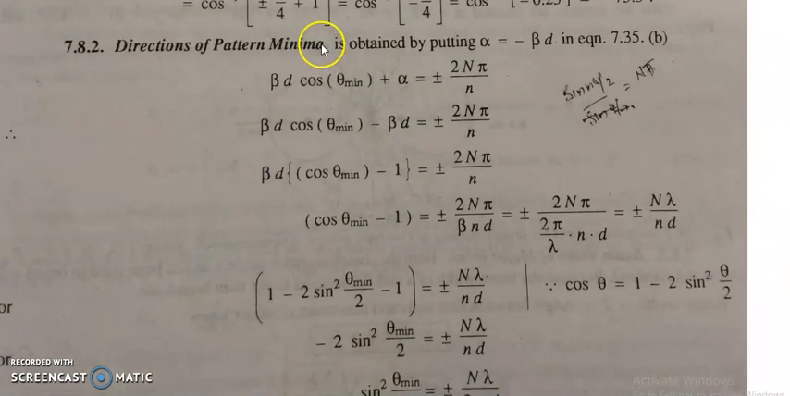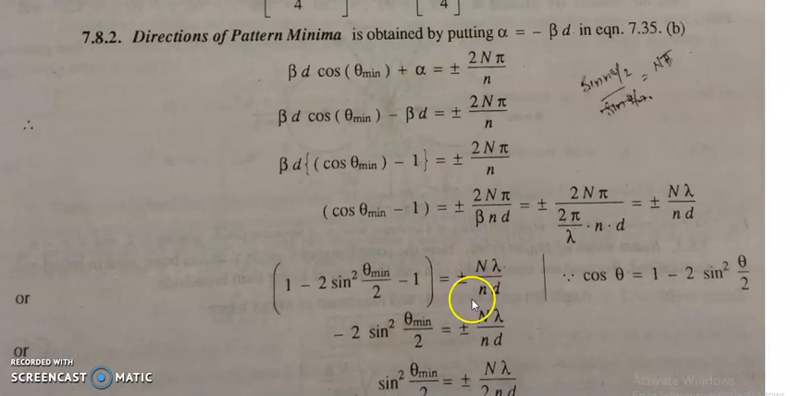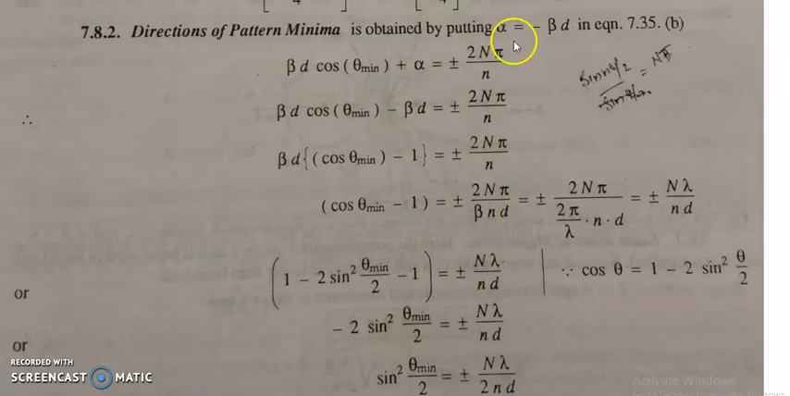Next, the directions of pattern minimum. That is the same way like in the last class we did the same thing. It is obtained by putting alpha is equal to minus beta d. Beta d cos theta minimum plus alpha is equal to plus or minus 2n pi divided by n.